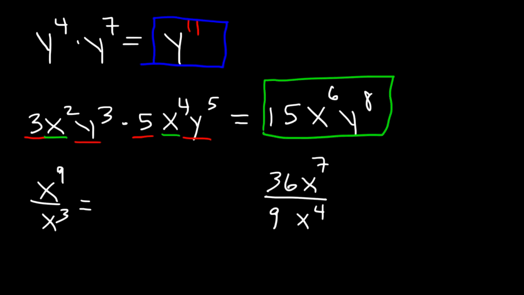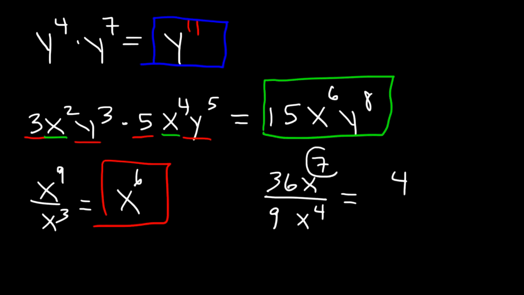Now for the next example, x to the 9th divided by x to the 3rd, you need to subtract. 9 minus 3 is 6. So you're going to get x to the 6th power. Now for the last example, divide. 36 divided by 9 is 4. Now x to the 7 divided by x to the 4th, we need to subtract the exponents. 7 minus 4 is 3. So we're going to get 4x cubed.